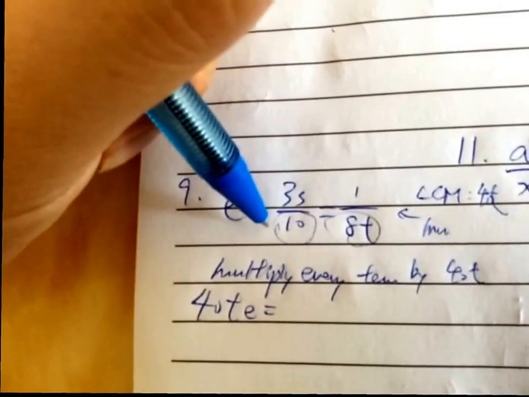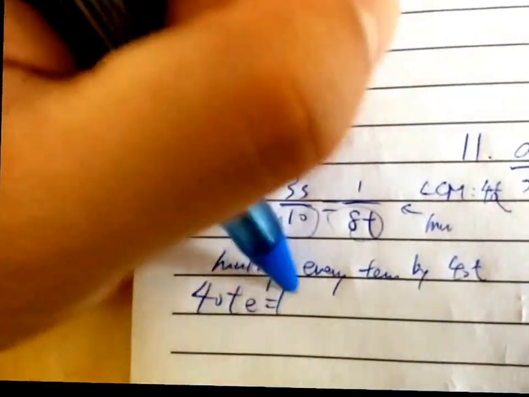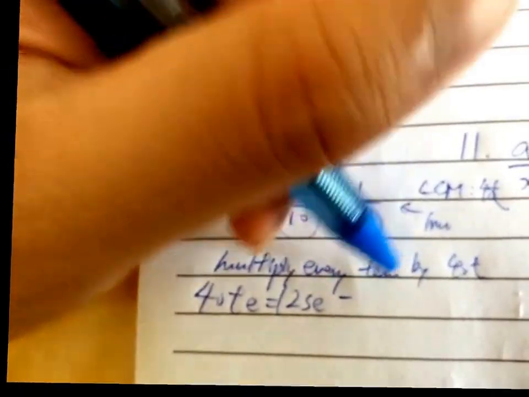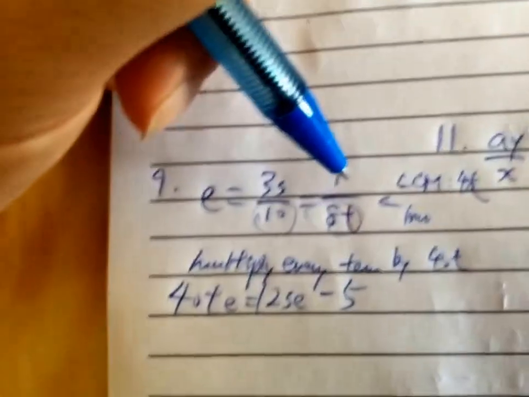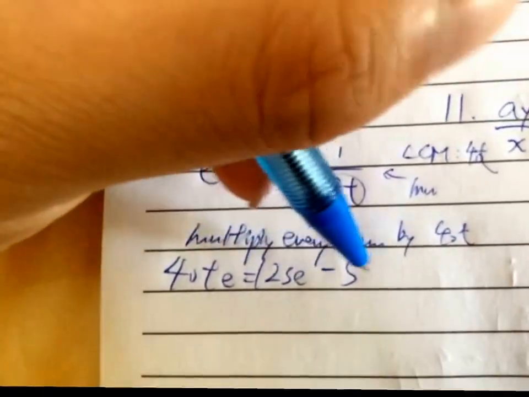This one times 40, so it's 4. And then there's an e here. So 4 times 3 is 12se, minus 40 over 8 is 5. t over t is 1, so it's minus 5. So 40te equals 12se minus 5.